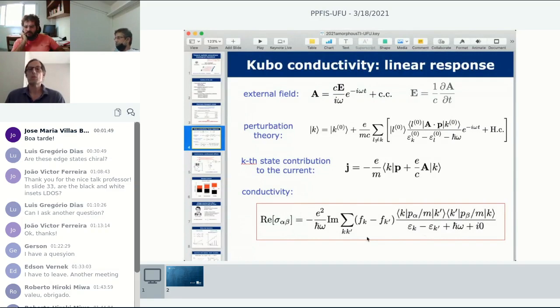And this is a way that people actually love to evaluate the Kubo formula, because if you know the band structure, and you know how to write these operators, you know the dispersion, let's say the energy of the bands, then this is a very easy task to do.